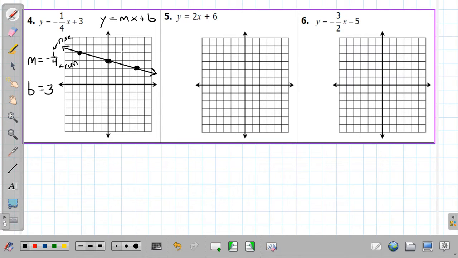Where once again, I know which way I need to go in terms of up or down or left or right, given to me by the slope being negative in this case. So if I go up 1, I have to go to the left 4. If I would have gone to the right 4, I would have gotten a positive slope. Okay, and that's pretty much all there is to it.